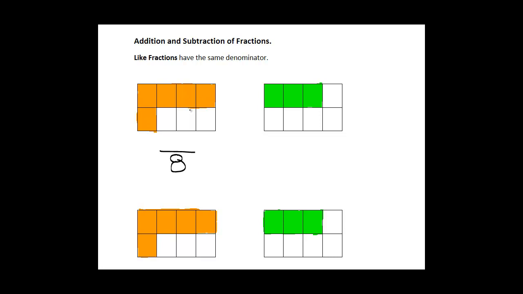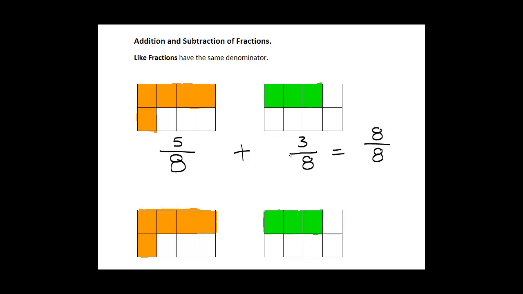Here, this fraction is 5/8, and in this one, we still have a denominator of 8, but we only have 3 of them colored. So now let's see how many we have all together. If I have 5/8 plus 3/8, we can see one whole is still cut into 8, but now we have 1, 2, 3, 4, 5, 6, 7, 8 pieces.